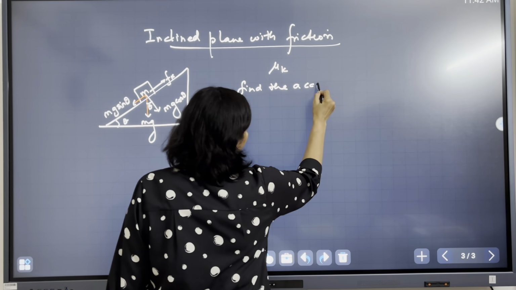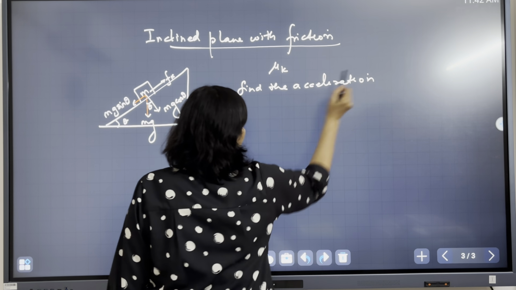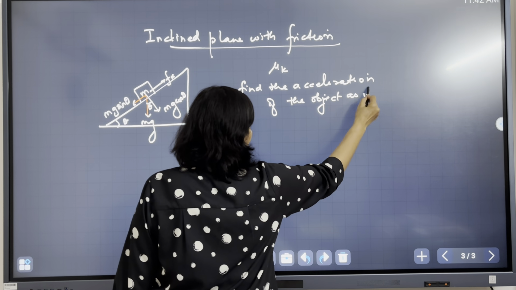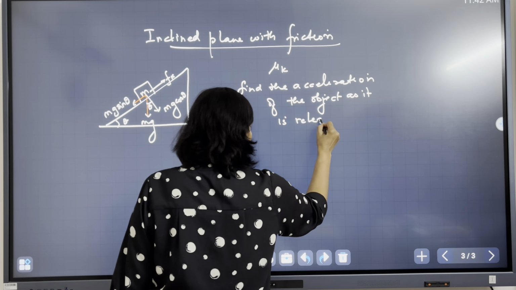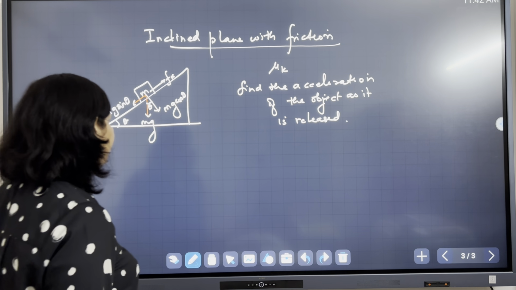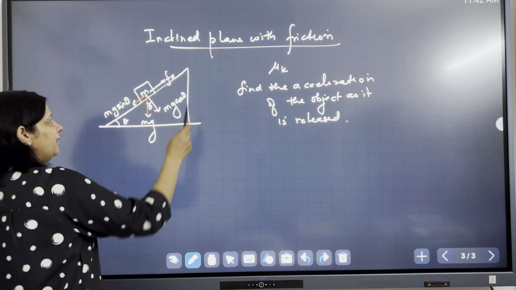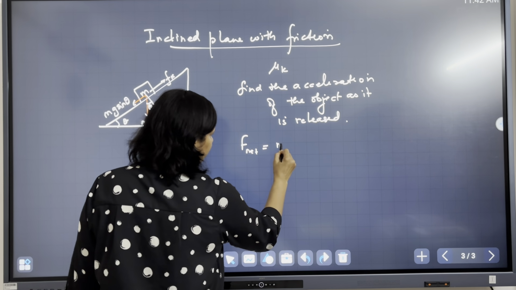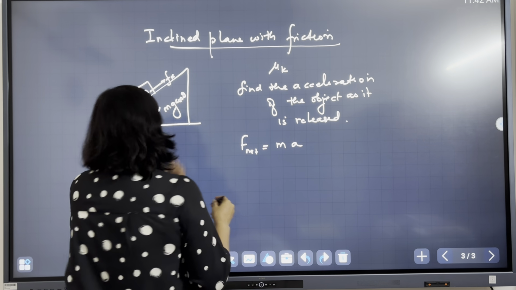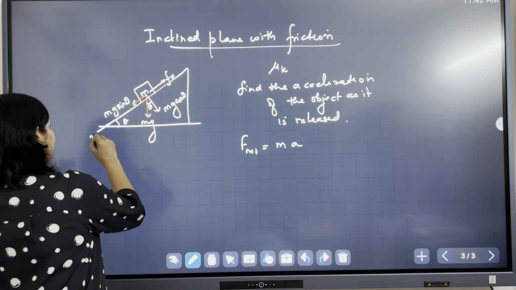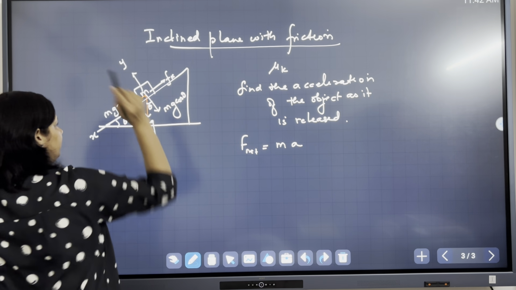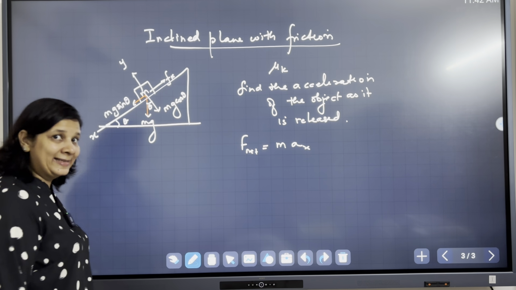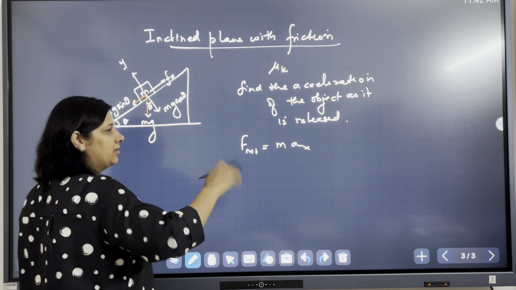Find the acceleration of the object as it is released, immediately after it's released. So how will you write? We have to apply Newton's second law. F net is equal to mass into acceleration. How much is F net? Mg sin theta is acting downward. So this is our x direction and this is y direction. So net force in x direction, because we are calculating acceleration in x direction along the incline. There is no acceleration in the vertical direction.